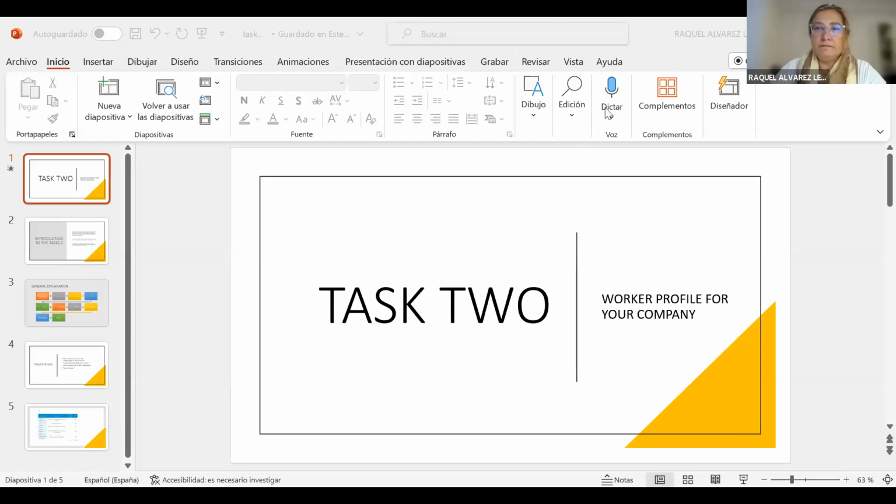Okay, guys, so we are in the task 2, and the task 2 you have to do in these 3 next weeks talks about looking for worker profiles for your company.